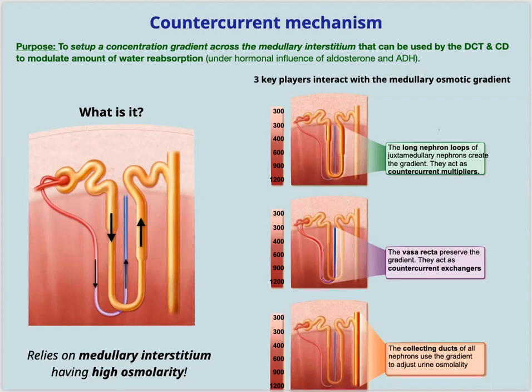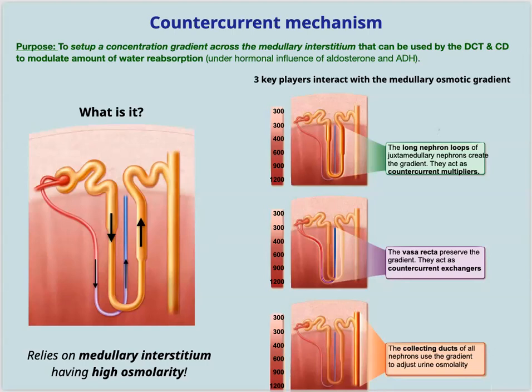And the countercurrent system relies heavily on the medullary interstitium having a high osmolarity. I'm going to say that again. The countercurrent system relies heavily on this medullary interstitial fluid having a high osmolarity. In other words, this medullary interstitial space has to be very salty in order for this mechanism to work. And this high osmolarity in the medullary interstitium is what drives the osmotic movement of water out of the renal tubules, later in the distal convoluted tubule and in the collecting duct.